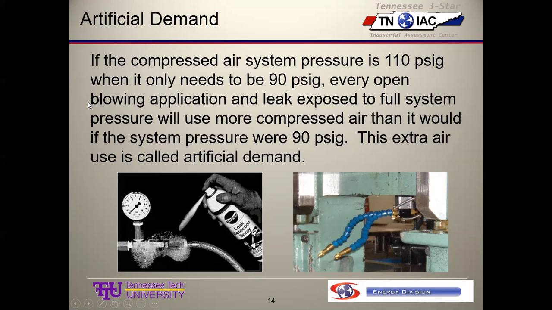If the compressed air system pressure, and you see a lot of them, could be 110 PSIG as an average, in a plant where it really only needs to be 90 PSIG, then we're running 20 PSI higher pressure than we need. So every open blowing application, which basically just takes line pressure and blows it out of a tube or into some sort of a device. This is showing what we call an engineered nozzle to blow parts off.